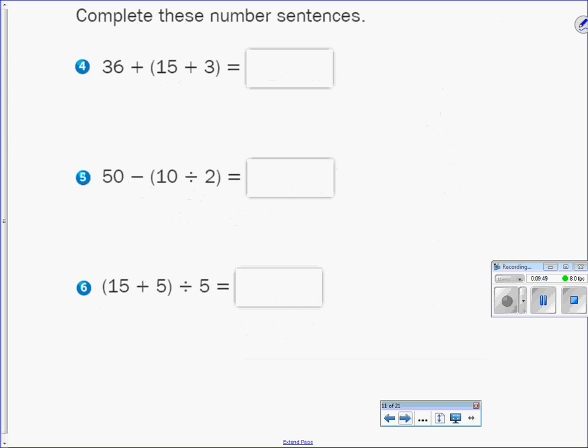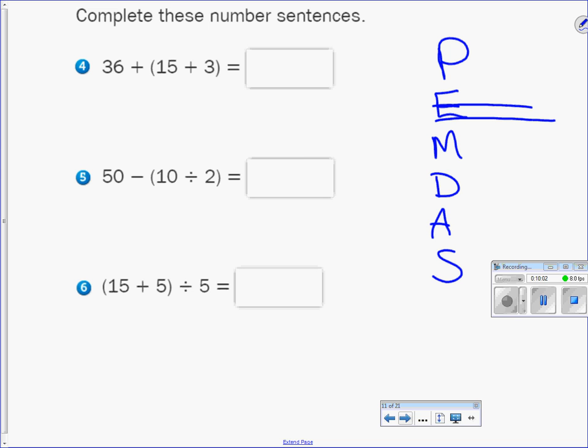Okay? I'll put my thing over here so I remember. Please Excuse My Dear Aunt Sally: parentheses, exponents, which we don't use, multiply, divide, add, and subtract. Okay, we've got parentheses here, so we know 15 plus 3 is 18, and then we have 36 plus 18, which gives me 54.